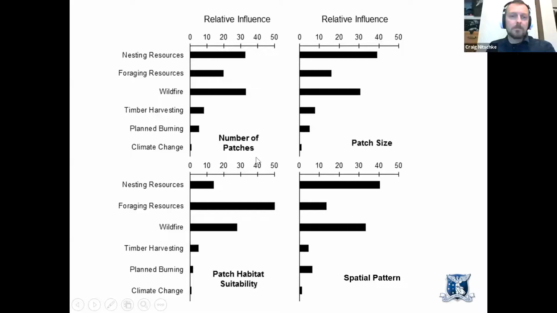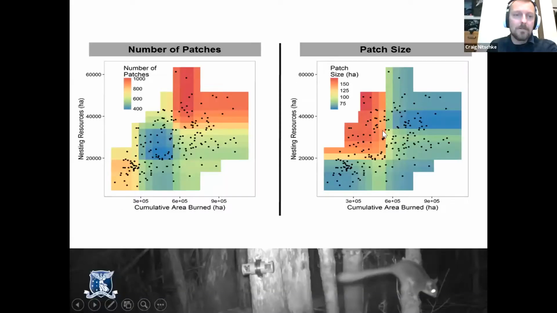And there were some interactions in here, and these are the 2 big ones. The amount of area burned and the nesting resources in terms of number of patches and patch size. So as the amount of area burned on this landscape increases, we get a lot more patches, particularly in this intermediate zone up here. That's the greatest number of patches. Where you've got less area burned, we have bigger patch sizes. So this is telling us that wildfire is driving both the number of patches and their size.